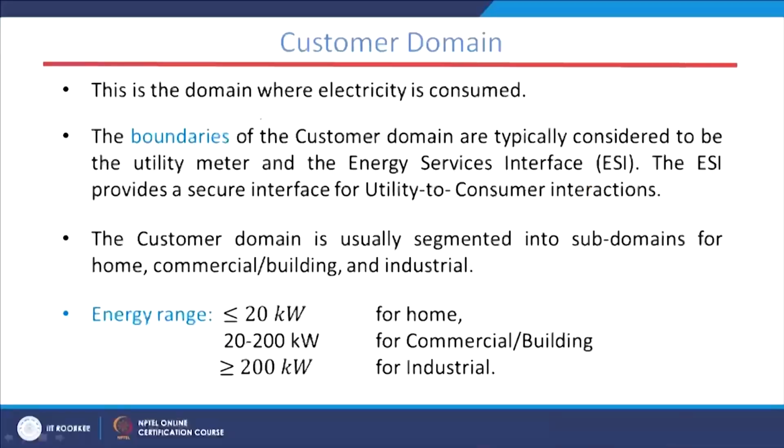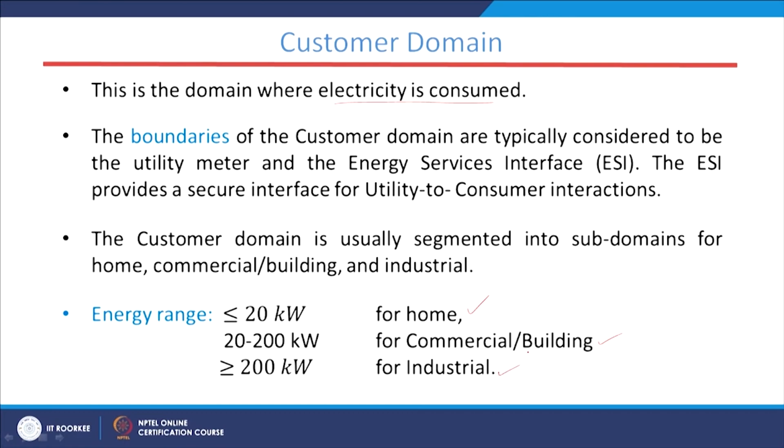Welcome to the customer domain. In the customer domain, as I said, the customer is the end user part which consumes the power. This is where the electricity is consumed. And these customers are basically of 3 types. The first one is our home customers, that is home equipments where we use the power, and the second one is the commercial or building consumers where the power is consumed in commercial buildings or commercial sectors, and the third one is the industrial power sector or industrial consumers.